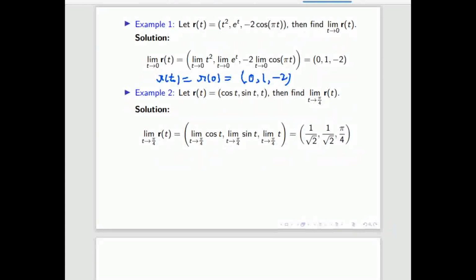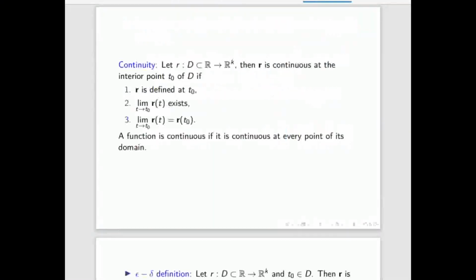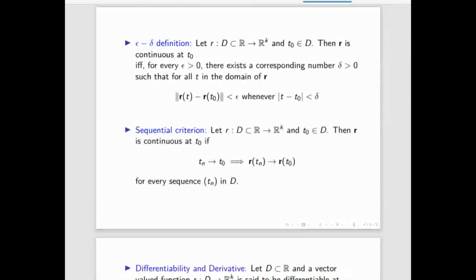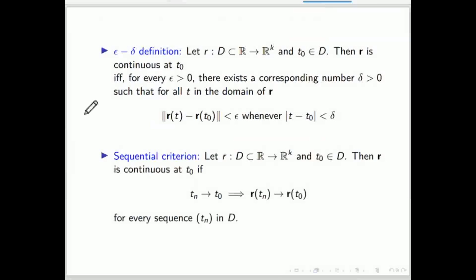So checking continuity is really easy in vector valued functions because you know the single variable case. So this is the epsilon delta definition of continuity. I am not explaining it further because we will not use this definition. We will use the single variable definition, or even the sequential criteria: if Tn converges to T naught, then R of Tn goes to R of t naught. So definitely after continuity, the next topic is differentiability.